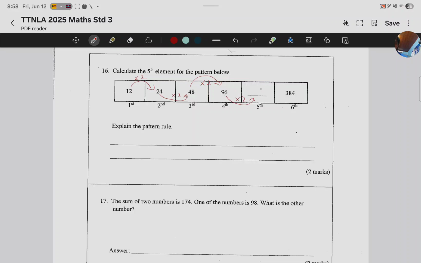So 6 times 2 is 12, 9 times 2 is 18, and so on. So the next number in the pattern is 192. And I explain the pattern rule is multiply by 2.